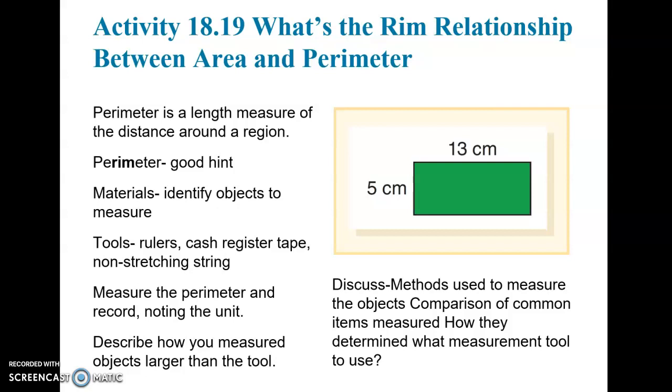Perimeter is a length measure of distance around a region. A hint for helping students remember the concept of perimeter is the word rim is in the word perimeter. Rim is a round circle, so it's around the rim.